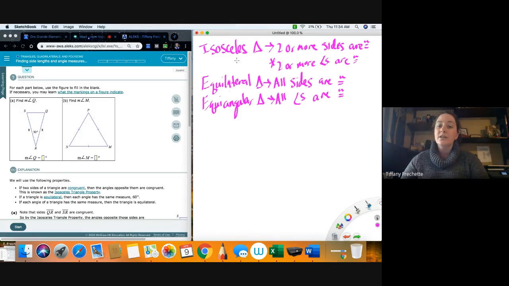So these are the three things, or actually really four things, because this one has two, that we need to remember in order to do this topic.